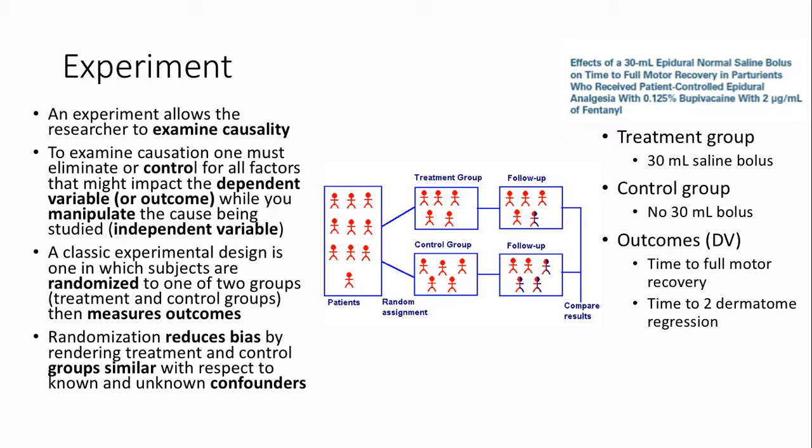And you can see the example I have listed here, the study we talked about, where our treatment group was a saline bolus, the control group was no saline bolus, and our outcomes, or dependent variables, were time to full motor recovery and time to 2 dermatome regression.